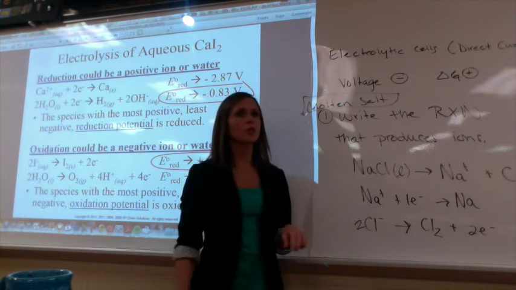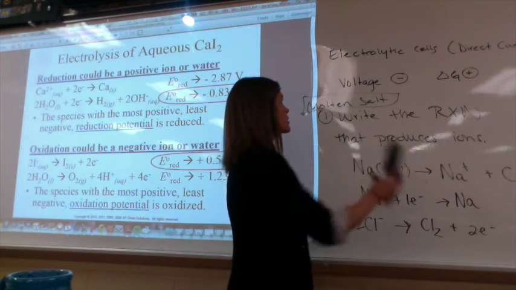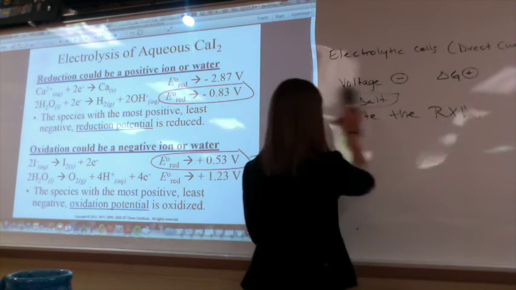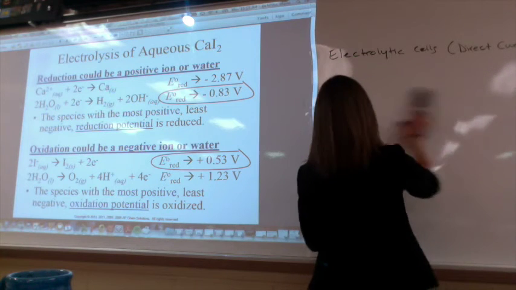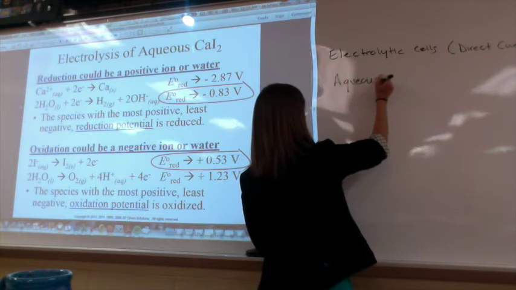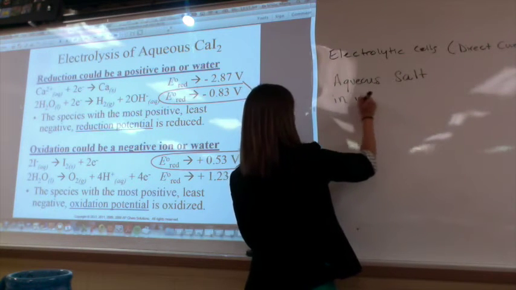The next one we're going to do is an aqueous salt. If we have an aqueous salt, somebody erase this now. If we have an aqueous salt, we have to make choices between what gets oxidized and reduced. So an aqueous salt is in water.